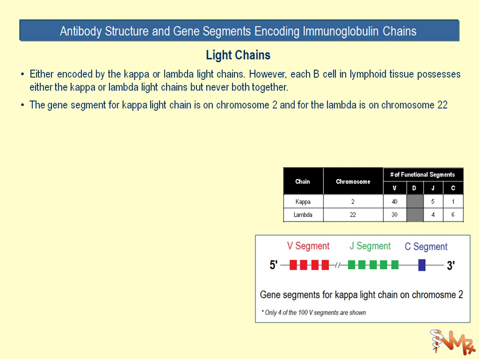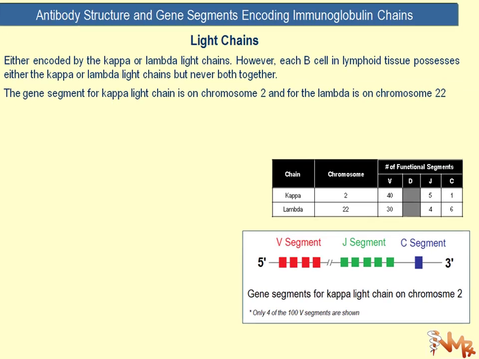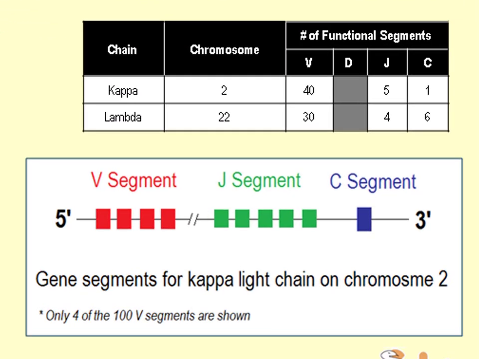The gene segment for the kappa chain, as you see in the diagram, is on chromosome 2, whereas the gene segment for lambda is on chromosome 22. The most abundant form of the light chains in humans is the kappa chain. For instance, for every 3 kappa chains, we have only 1 lambda chain. So 75% of the light chains in human beings are kappa light chains. The variable domain of the light chains is encoded by random recombination of V and J exons.